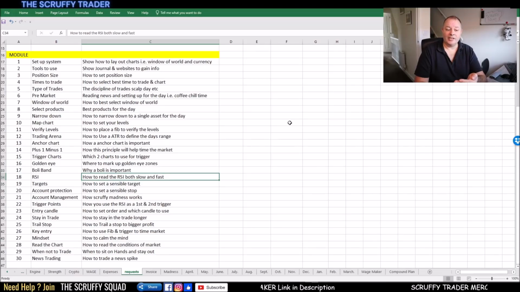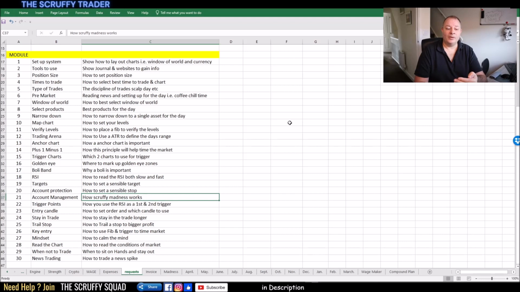Similarly with an RSI, now there are 2 types of RSI. There is the slow RSI and there's the fast RSI, and we will be looking at both because in tandem they work very well to help guide your trade. How to set a sensible target. Move down into the risk management side, how to control your stop.